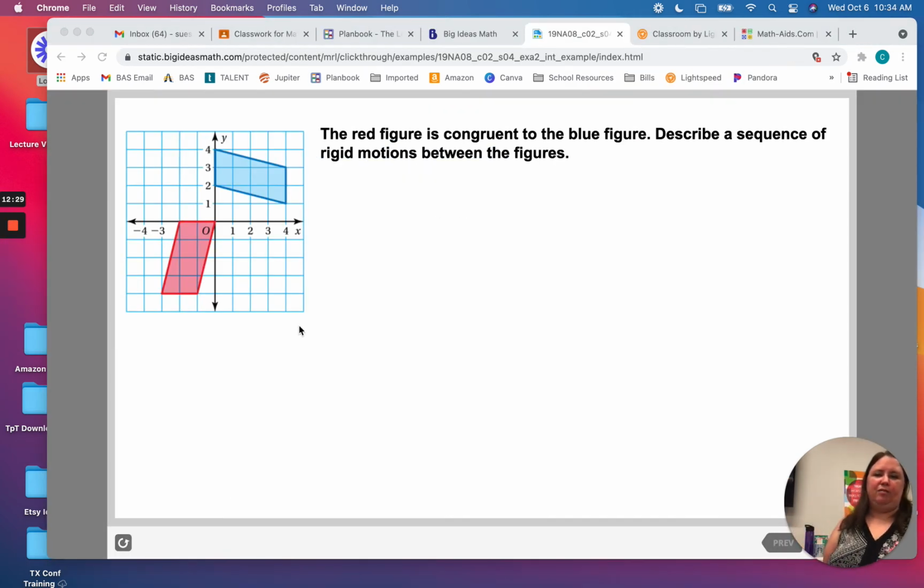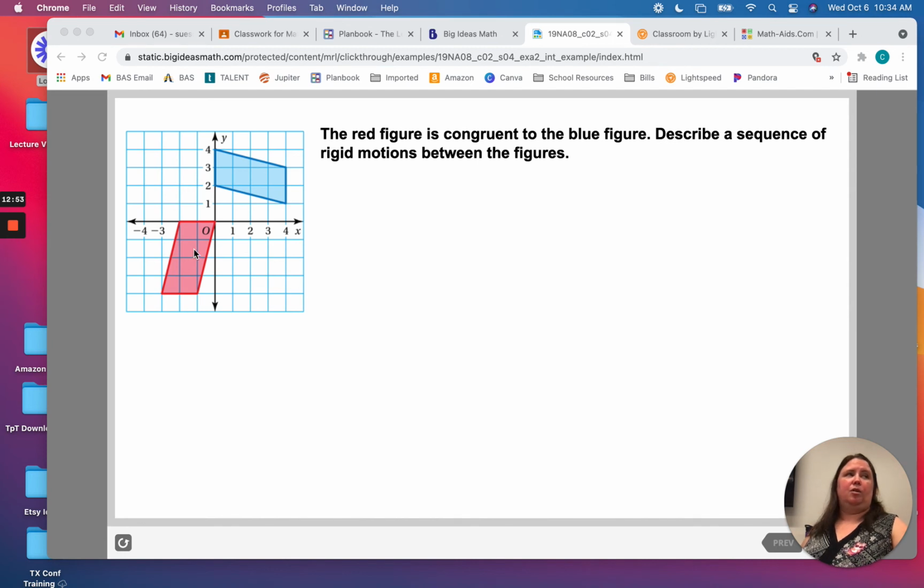All right, the red figure is congruent to the blue figure, so we already know it's true. Describe a sequence of rigid motions between the figures. So looking at this figure, how do I get it to be where the blue figure is? Take a guess. Rotation. And then? Rotation and then reflection across the line.